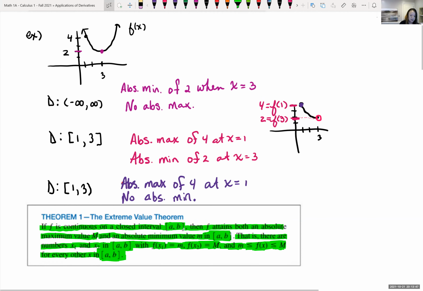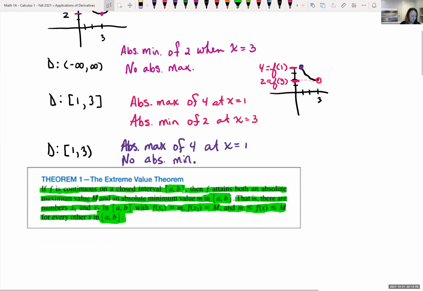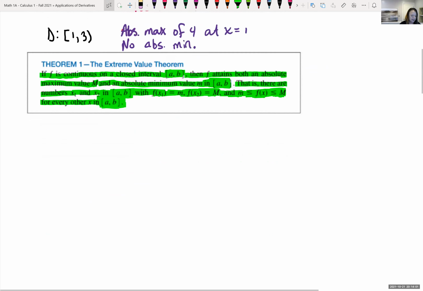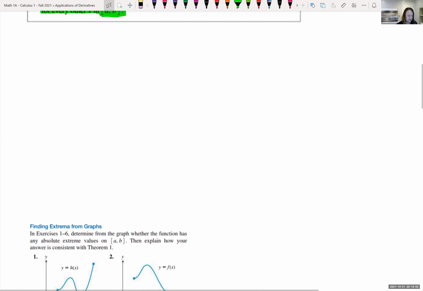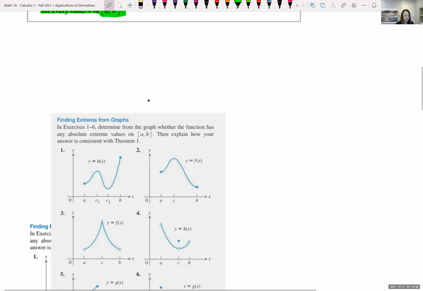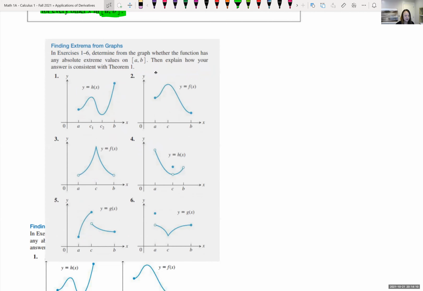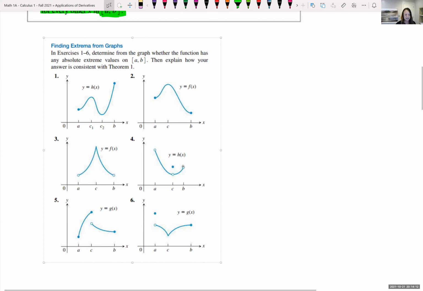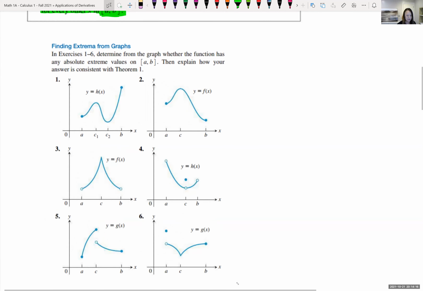So if it's a closed interval and it's continuous, it has to have an absolute max and an absolute min. If it's not a closed interval, then it may or may not have an absolute max or an absolute min. Let's look at the following examples. We want to determine whether the function has absolute extrema, or extreme values, on [a, b], then explain how the answer is consistent with the theorem we just talked about.